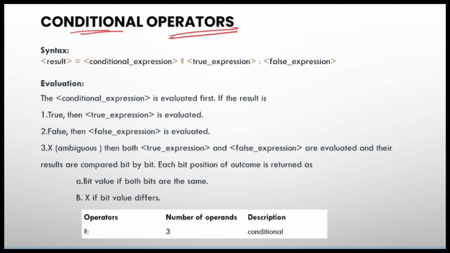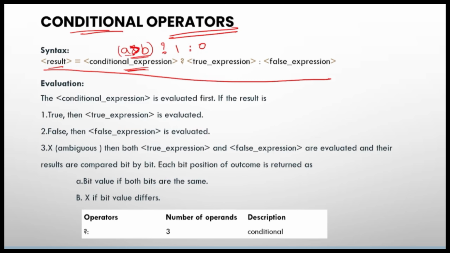For conditional operators, you will be using this logic. This is the main logic here. The result equals a conditional expression. For example, here I am writing A and B question mark 1 colon 0. Now what happens if the condition is true? For example, A greater than B, this is my condition. If A is greater than B, then the condition is true, and the first expression is printed. If this is false, then the second expression is printed. Clear? So this is how the conditional operators work.